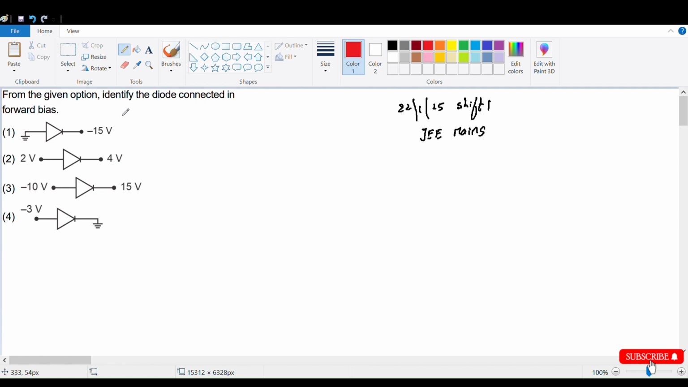Thank you. From the given options, identify the diode connected in forward bias. See, a PN junction diode has two terminals, a P terminal and an N terminal. It is in forward bias when the voltage across the P is greater than the voltage across the N. Otherwise, it will be reverse bias, right? Now let's see. First, here the voltage is 0 on the P type, and here minus 15. So 0 is greater than minus 15. In the others, 2 is less than 4, minus 10 is lesser, minus 3 is lesser. So the first option is correct.